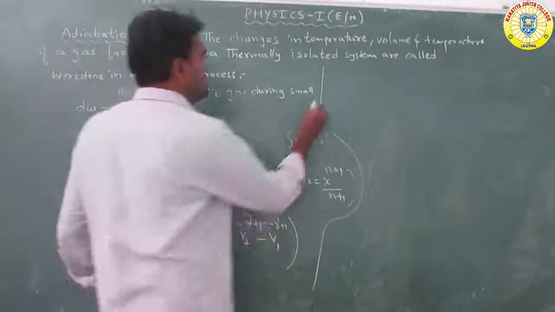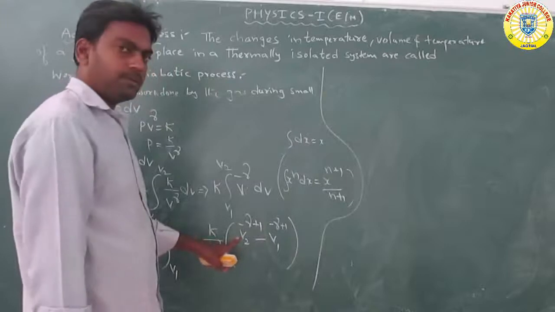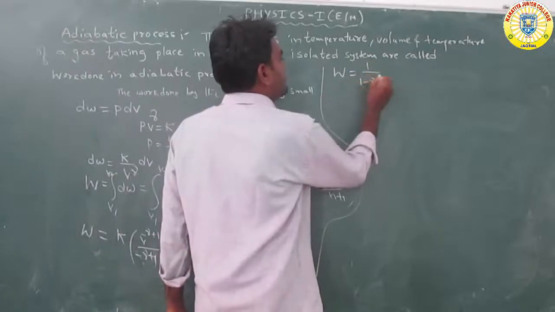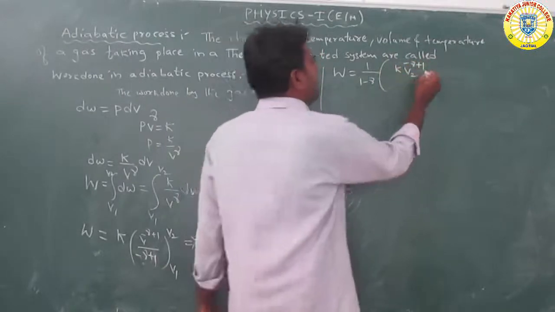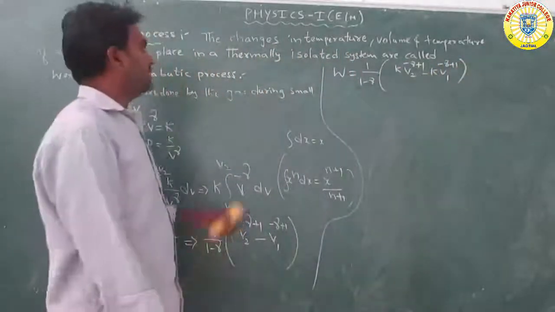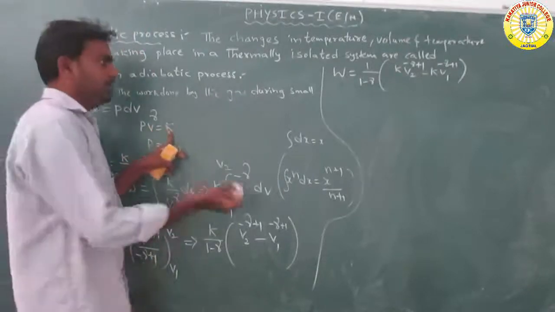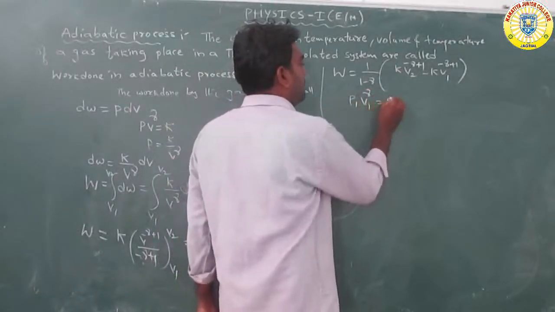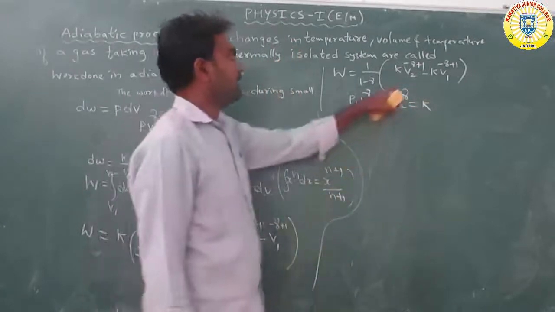Okay, so W is equal to, here k is taken inside, so W is equal to 1 by 1 minus gamma into k v2 to the power of minus gamma plus 1, minus k v1 to the power of minus gamma plus 1. Now we can write the general equation. We have taken P V to the power of gamma is equal to constant. So P1 V1 to the power of gamma is equal to P2 V2 to the power of gamma is equal to constant.